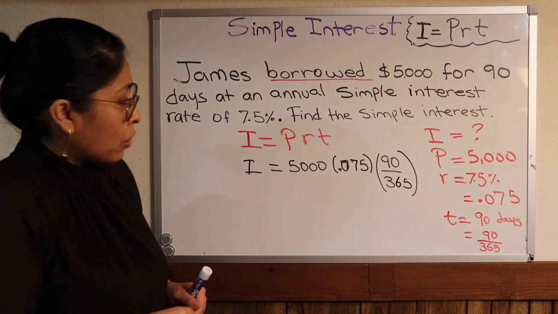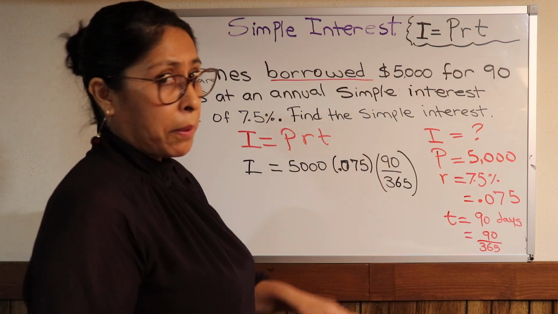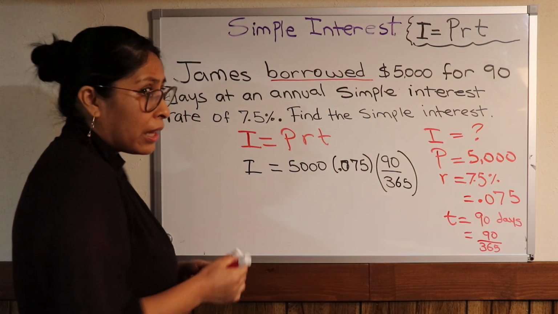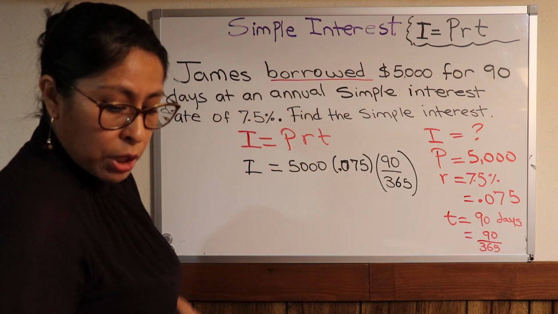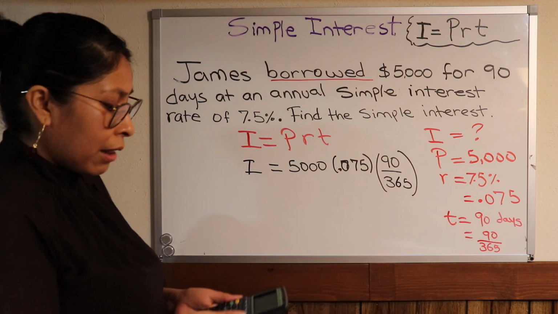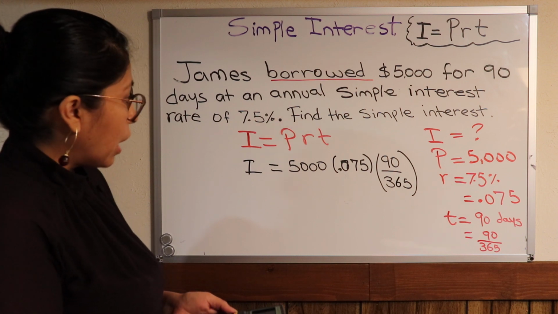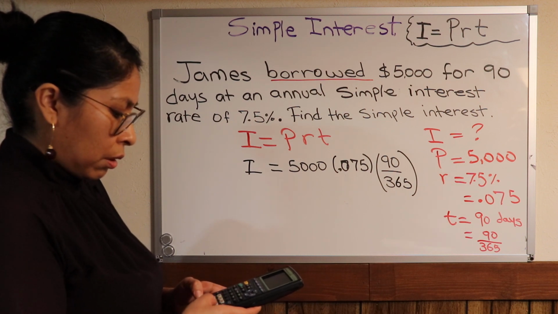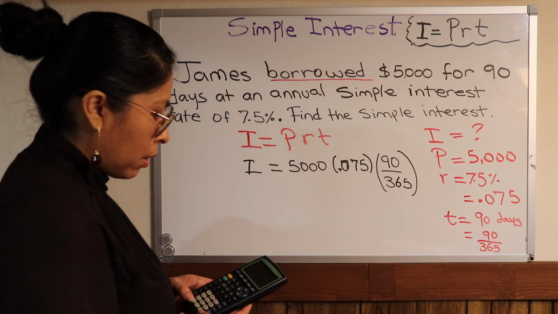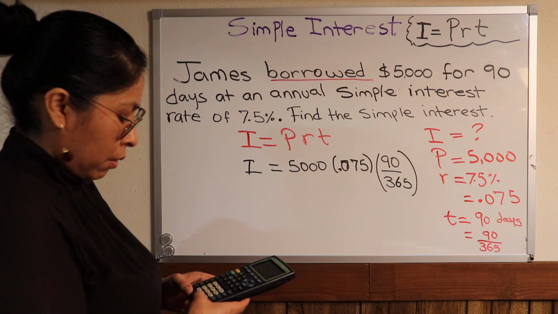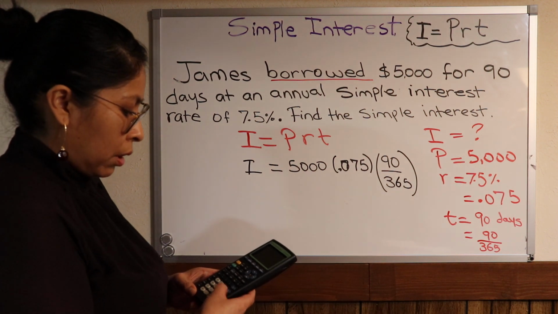So now you can actually simplify this fraction, okay? We can divide it by 5, or in this case, since it's linear, you can simplify it and then multiply. But because of the time, I'm gonna use a calculator. You can use any calculator here, and then we can get the answer from here. So I'm gonna do 90 divided by 365, times 0.075, times 5,000.